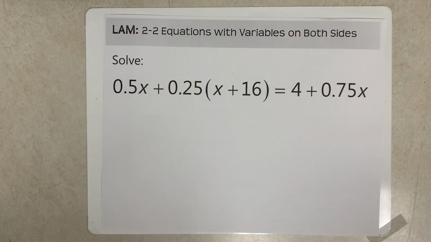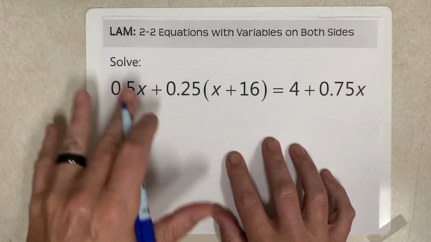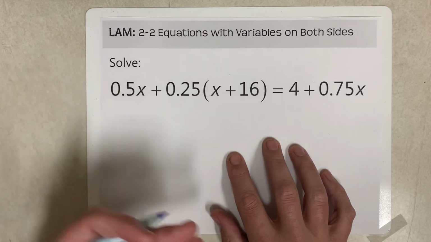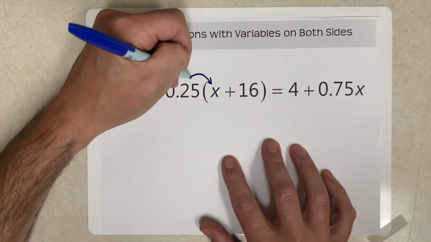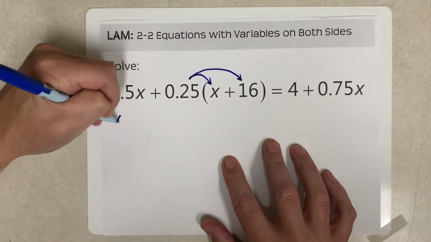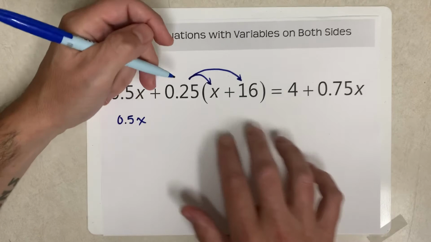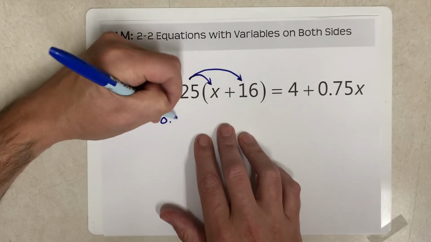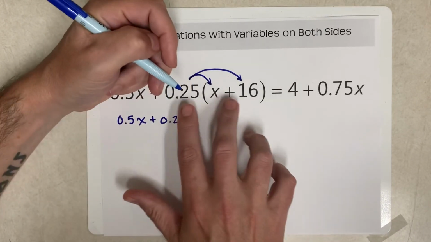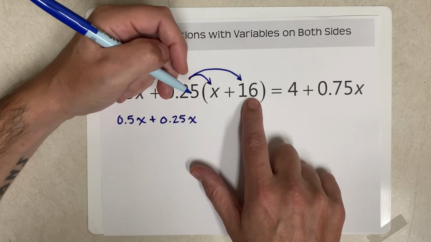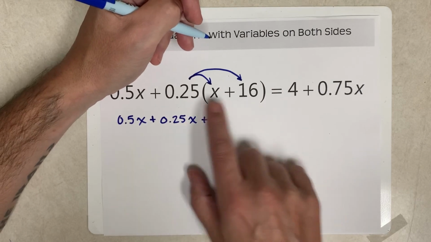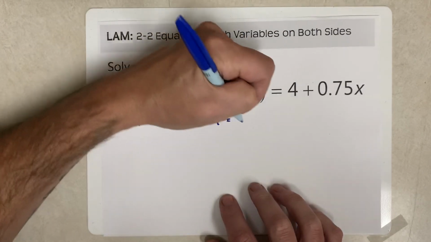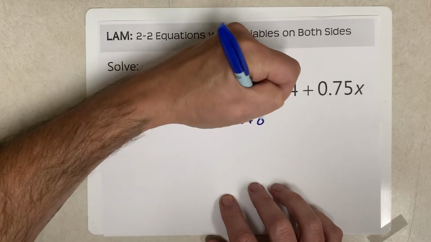All right, this time I wanted to give you one with decimals in it so you see what to do. If the problem has decimals in it, then it's expected that your answer probably will have decimals in it. We need to distribute this guy first. So I've got 0.5x plus 0.25x, and then 1/4 of 16 would be 4, right? So plus 4, you can, I guess, use your calculator, but 1/4 of 16 is 4. is equal to 4 plus 0.75x.